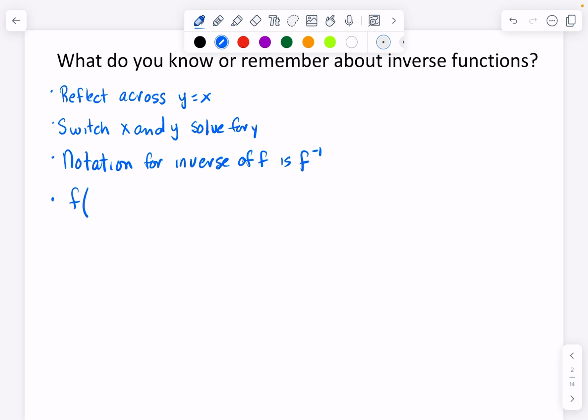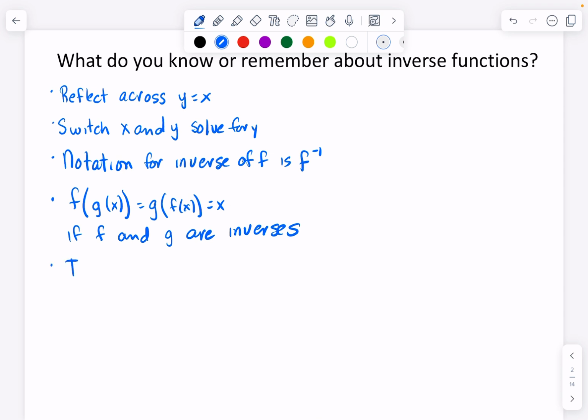Their compositions. So if f and g are inverses, their compositions, okay, that is if f and g are inverses. Okay, there's another thing, okay?